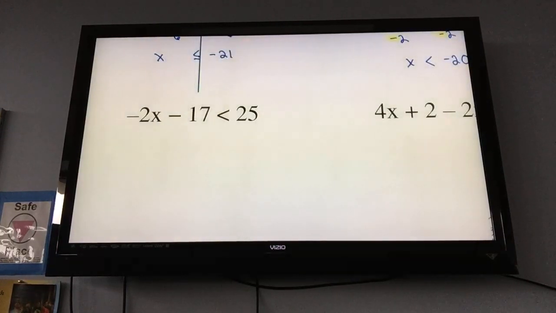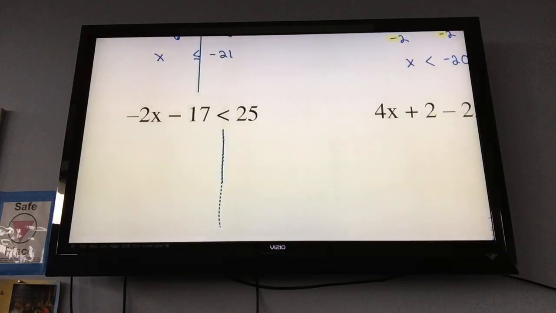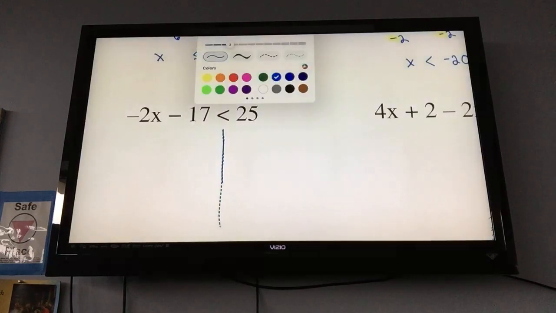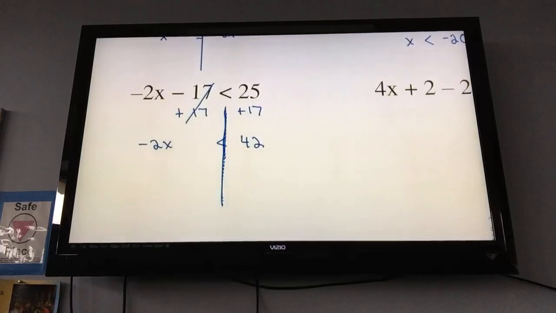Okay, next one here. I'm getting x alone, so I'm going to plus the 17 first. So negative 2x comes down. It's gone. Is less than 42. Divide by negative 2, ding, ding, ding, I'm dividing by a negative.